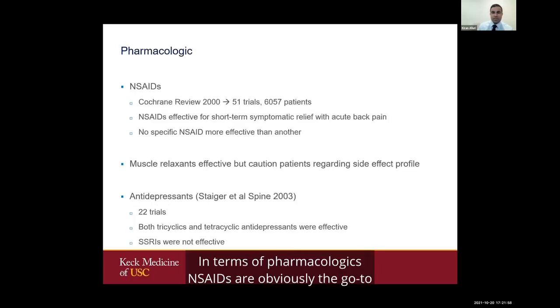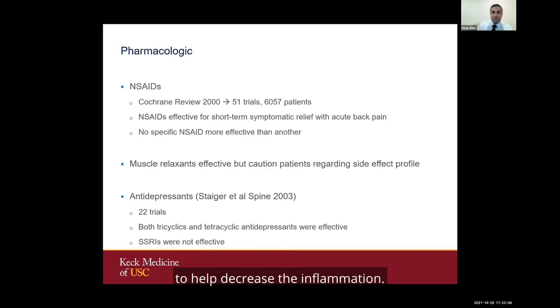In terms of pharmacologics, NSAIDs are obviously the go-to treatment for patients with significant pain to help decrease the inflammation. Multiple studies have looked at the efficacy of different anti-inflammatories, and no specific anti-inflammatory has been found to be better than another. But they do generally work for short-term symptomatic pain relief for patients with acute back pain.